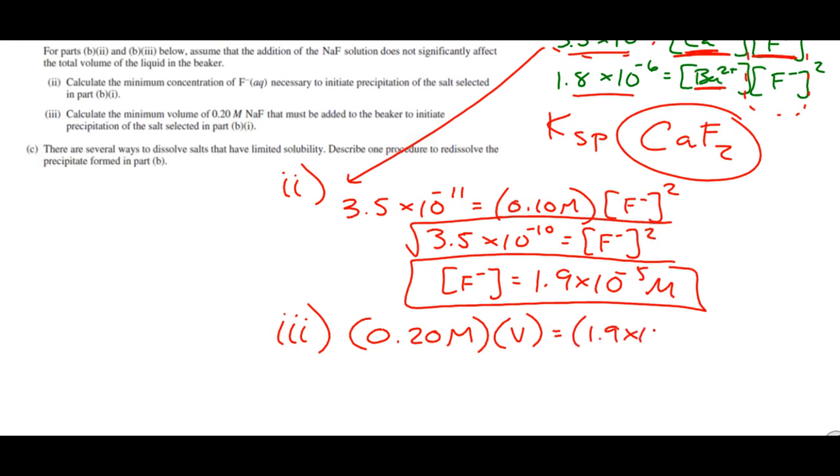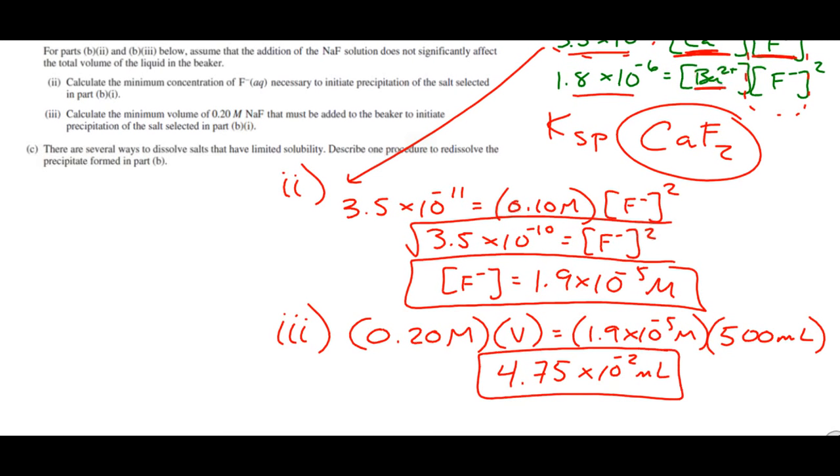So I have a concentration that I just determined, and I know that that is in a 500 milliliter solution. So when it's all said and done, it's roughly 4.7, let's say 5, times 10 to the negative second milliliters. So it's a very small amount, very small amount.